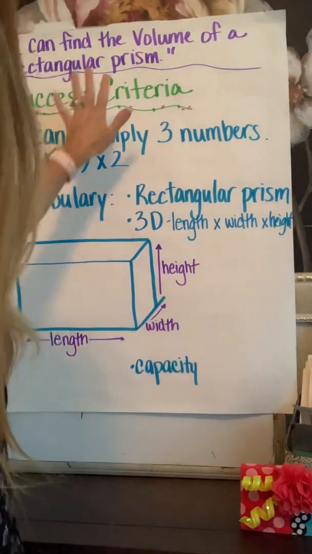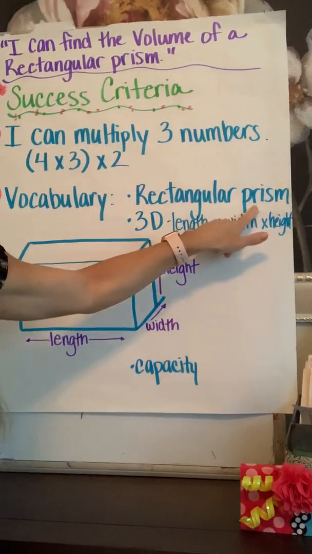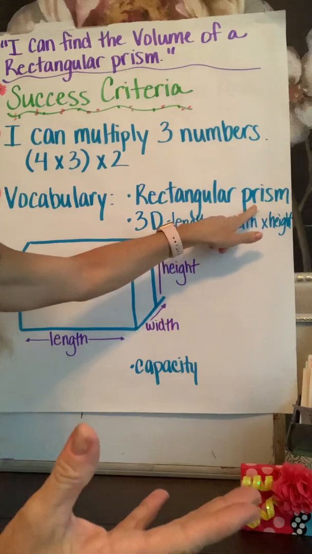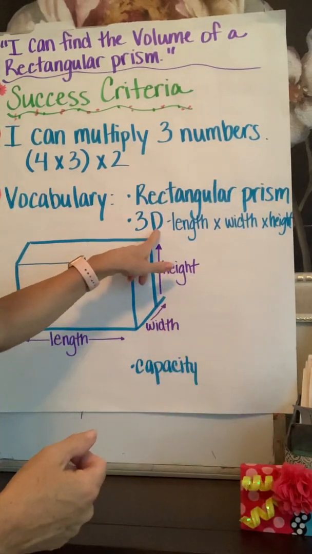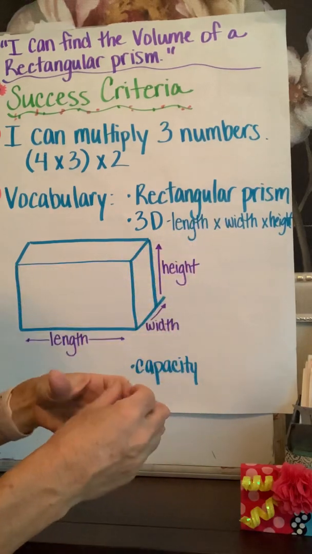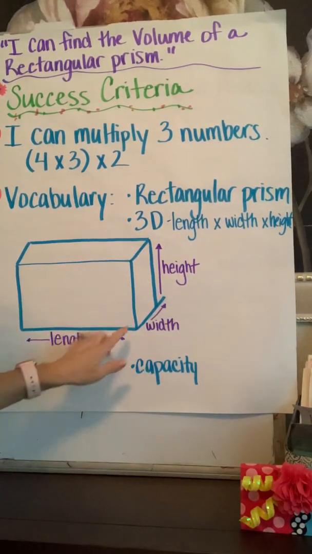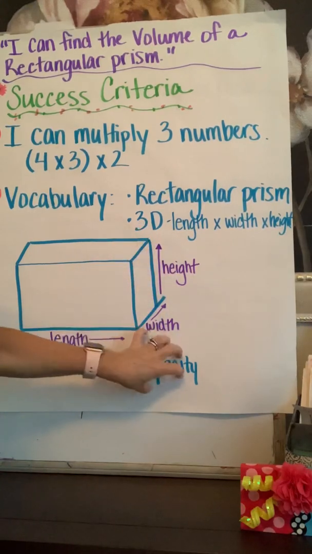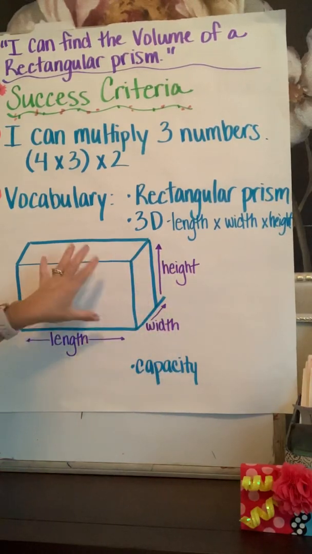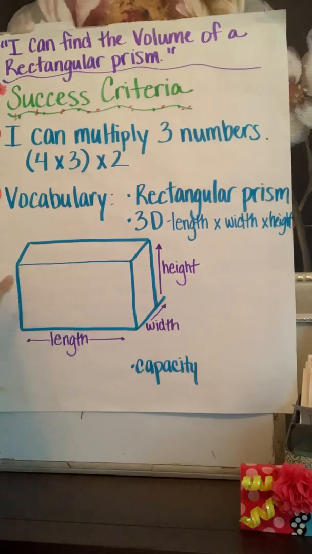So that's looking at our vocabulary. Again, rectangular prism. Hopefully we're familiar now with what a rectangular prism is. It's a box is another word for it. It's a 3D figure that has length, width, and height. Length is how long, width is how wide, height is how tall it is vertically. The capacity is how much will fit inside. So we're measuring the inside of rectangular prisms today.